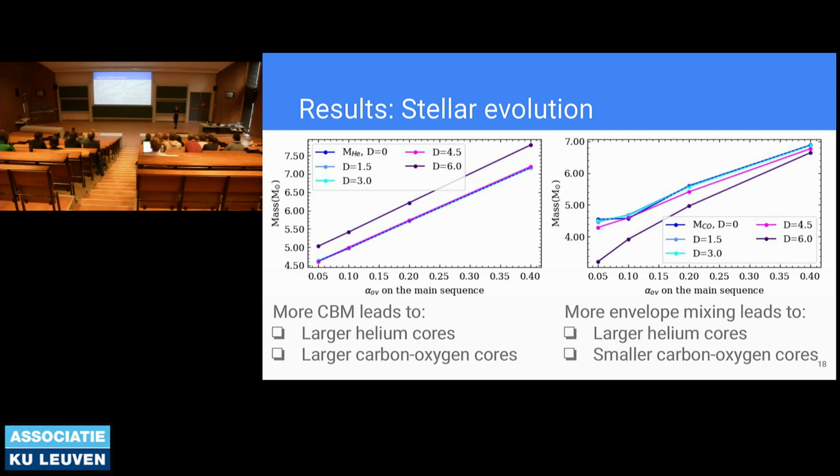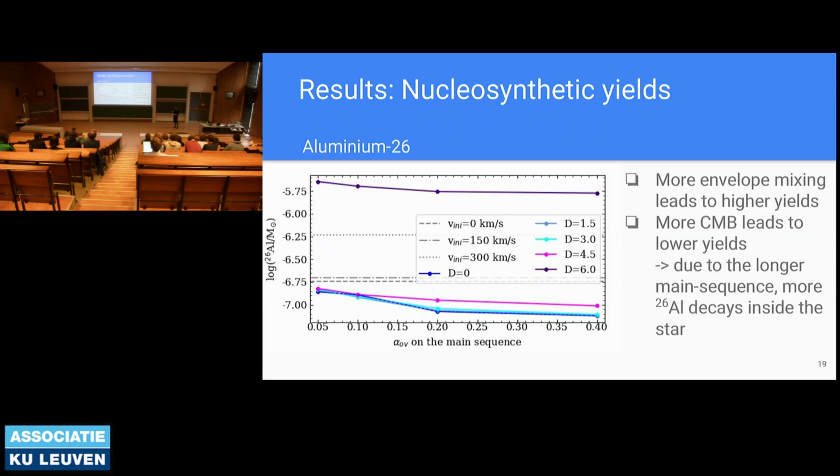And this is because this mixing is very present. We get more helium into our core, so our core doesn't have to be as big to support the star as in the case when you don't have a lot of mixing. So this is on the stellar evolution side. Now we go to nucleosynthesis.